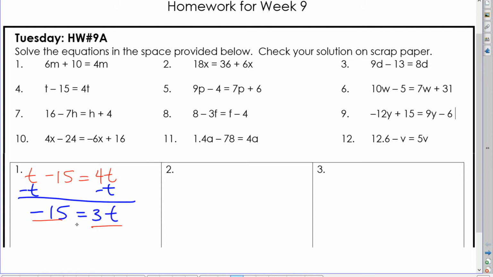Divide by my coefficient. Remember, the coefficient is the number that multiplies the variable, not the number on the left side. The coefficient can be wherever the variable is. I'm going to divide by 3, and I get negative 5.